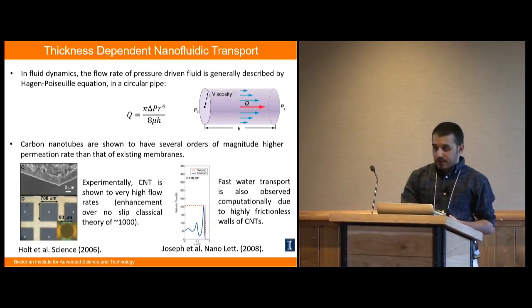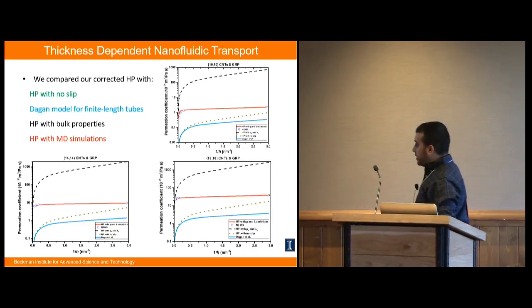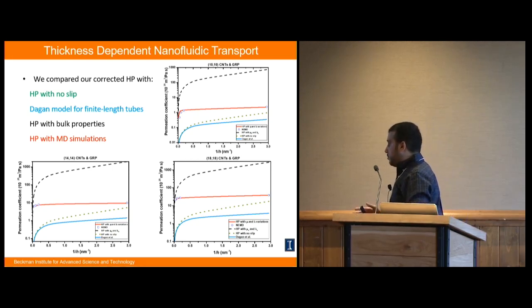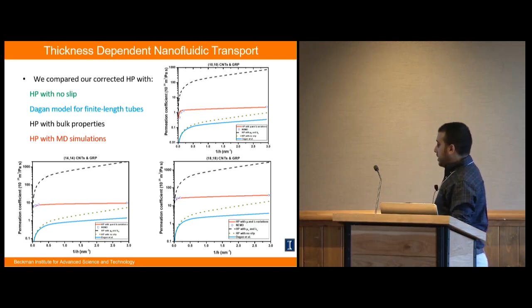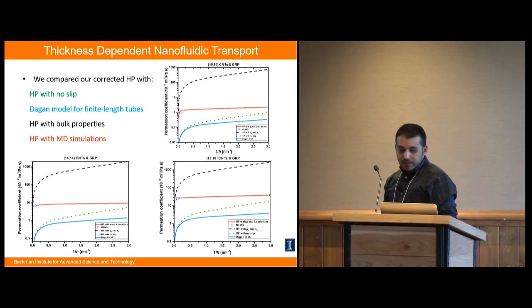So what we did here, we took the Hagen-Poiseuille equation with bulk properties and plotted it with the black line, and then we took it with varying only viscosity with the green line, and with varying the viscosity and the friction coefficient, and we cross-validated that with different sizes of carbon nanotube. The blue colors here are our molecular dynamics simulation, and we can see there is a good agreement between our suggested correction for the Hagen-Poiseuille equation and the simulation.